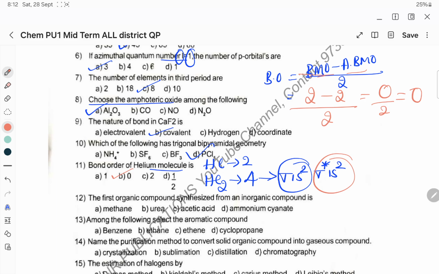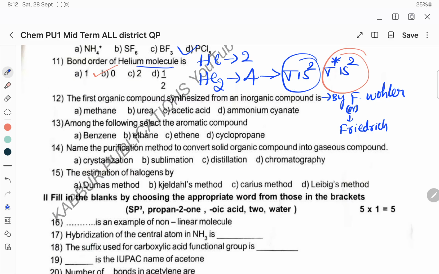Next, move on to question number 12. The first organic compound synthesized from an inorganic compound is. So the correct option is option number B, urea. This is the first organic compound synthesized from an inorganic compound. It was given by Friedrich Wöhler. Next, move on to the 13th question.